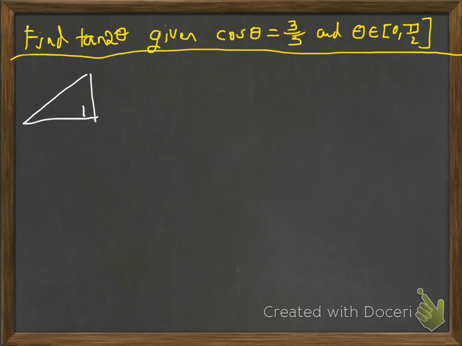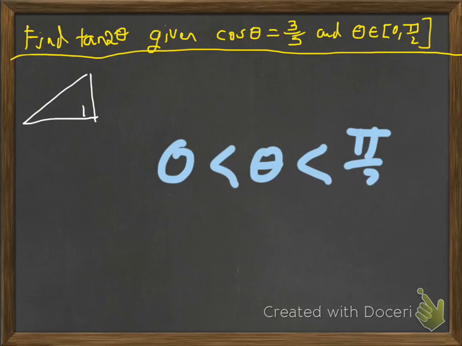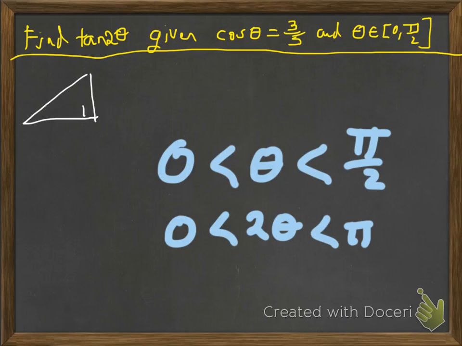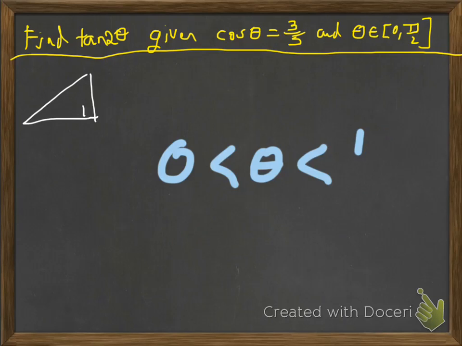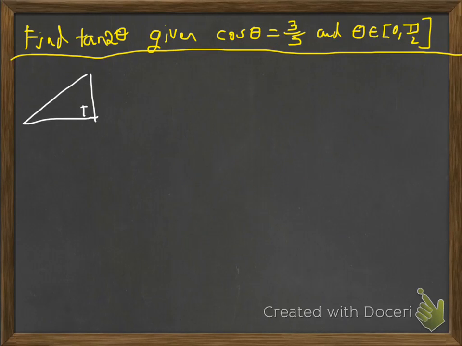Okay, so if it's in that first quadrant, we've got 0 less than theta less than pi over 2, and if we double everything, it's going to be 0 less than 2 theta less than pi. So it's going to be in quadrant 1 or 2, so the tangent of this 2 theta could be positive or negative. It just depends on how big of an angle theta is. Okay, so we'll draw a reference triangle, adjacent over hypotenuse, which would be the 3/5, and then using the Pythagorean theorem we could find the missing side is 4.